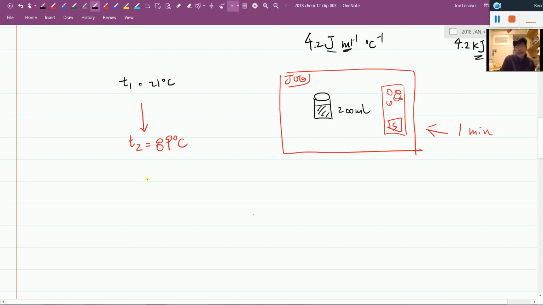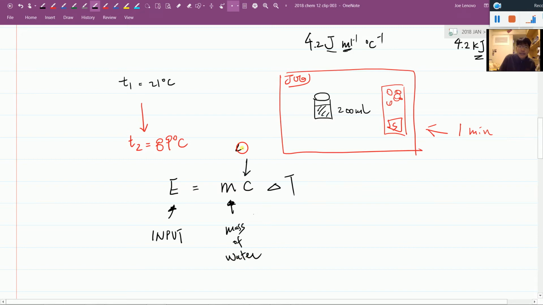If you look at that, very simple calculation. Energy is equal to mc delta T. What mc delta T means is this is the energy input. M stands for the mass of water, and C basically stands for 4.2 joule, the heat capacity of water. Delta means change, T means temperature, so delta T is the change of temperature.